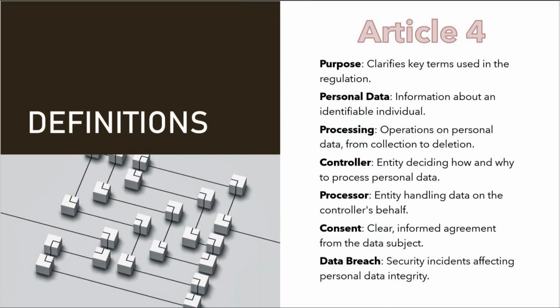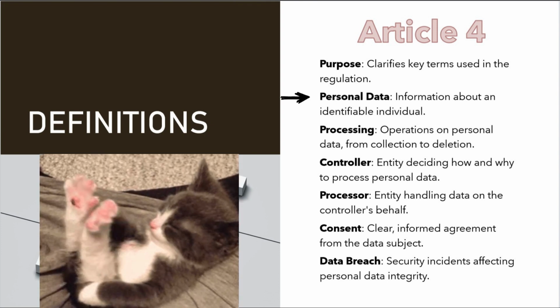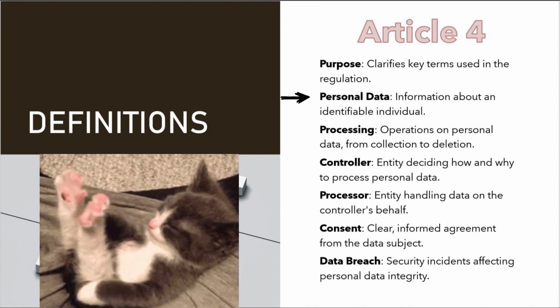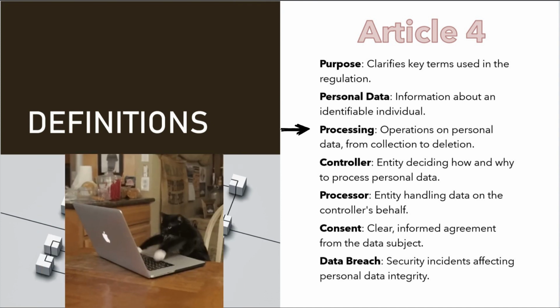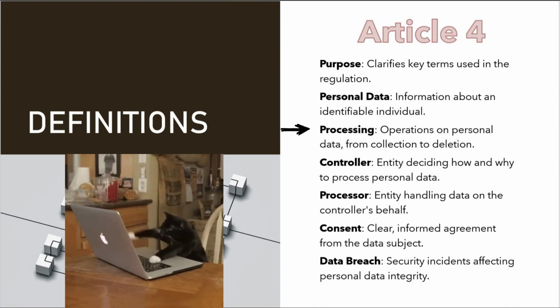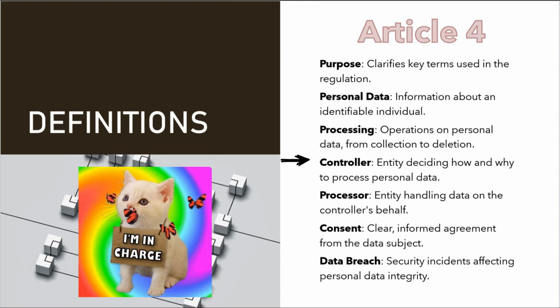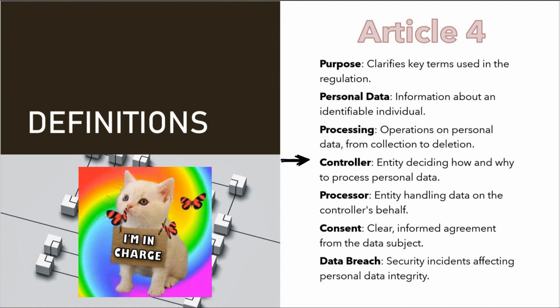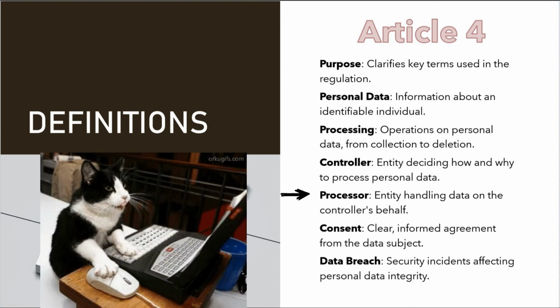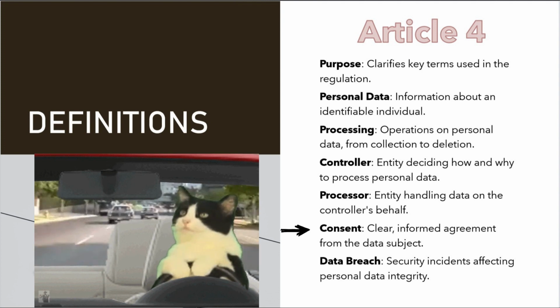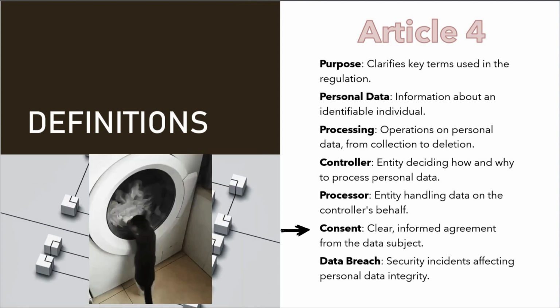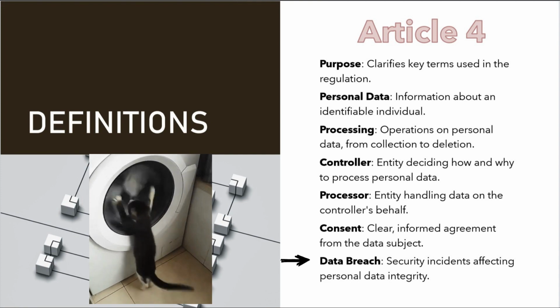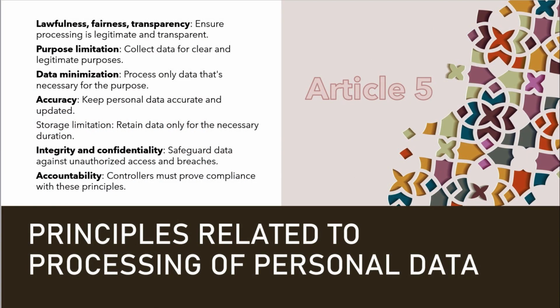Article 4 is essentially the definitions section of the GDPR. It's where the regulation provides clarity on the key terms that are used throughout. For instance, personal data refers to any information about an identifiable individual. Processing encompasses everything from collecting to deleting that data. The controller is the entity deciding how and why this data is processed, while the processor carries out these tasks. Consent is the clear agreement from the individual, and a data breach refers to any security incidents that compromise the integrity of personal data.